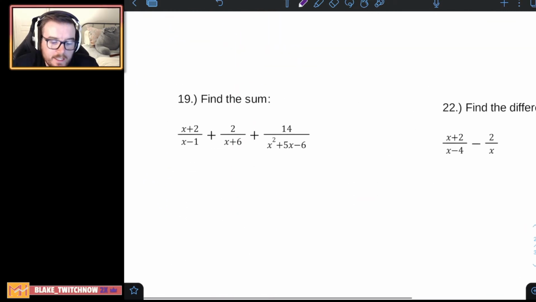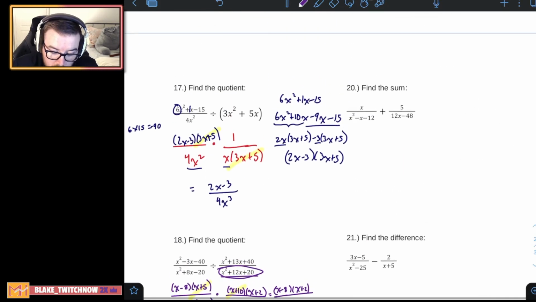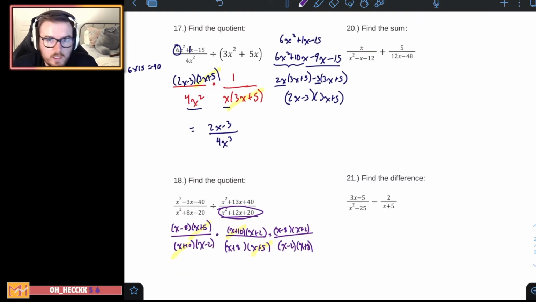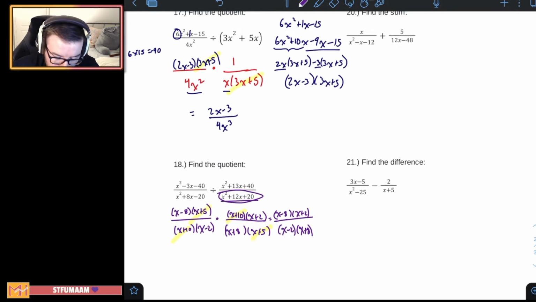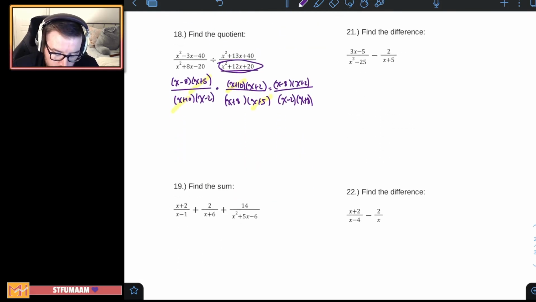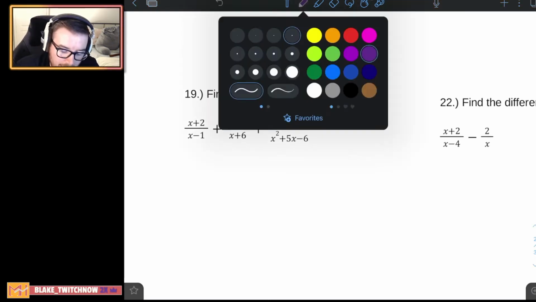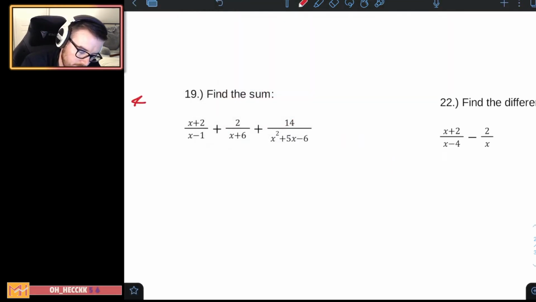19. Find the sum. So we're moving on from multiplication and division. Hopefully those are some good examples there, and you can always go back and rewatch this video. It will be posted. It is posted. That's how you're watching this in the first place, right? We're on YouTube right now. So find the sum. What's the important thing about finding the sum? A common denominator.